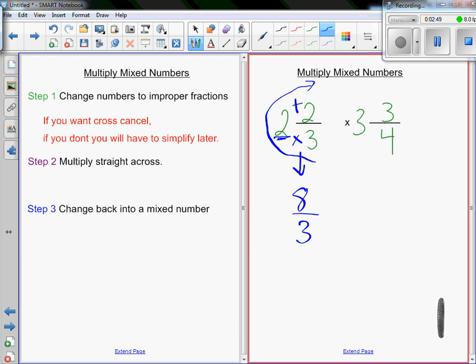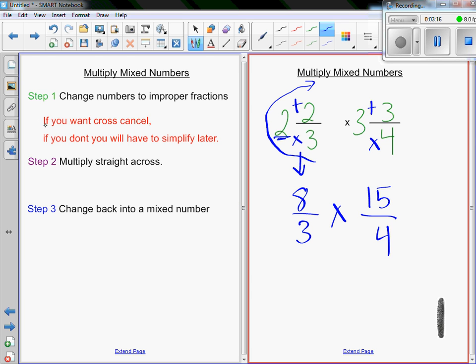Next, I'm going to do this one. 4 times 3 plus 3. That means 4 for a whole group. I have 3 groups. That means I have 12. Plus 3 extras would be 15 over the same number of groups. So I actually have the same exact problem here. I just combine these mixed numbers up here at the top to see how many I have total. This makes it a lot easier to multiply.